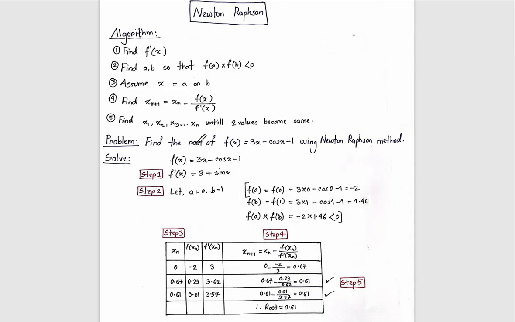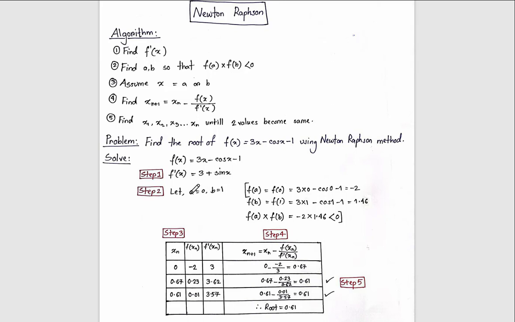So the question is, find the root of f of x equals 3x minus cos x minus 1 using the Newton-Raphson method. So our given function is f of x equals 3x minus cos x minus 1. According to step 1, we have to first find f1 of x, which gives 3 plus sin x. Basically, we differentiated this function. Next, we have to assume the values of a and b. We can assume a as 0 and b as 1.